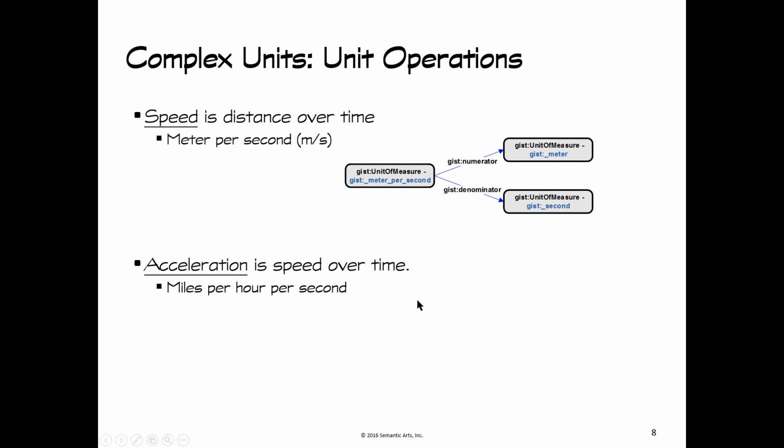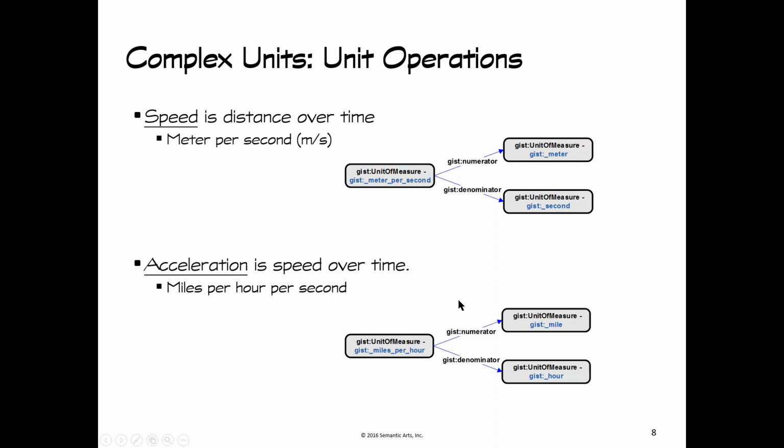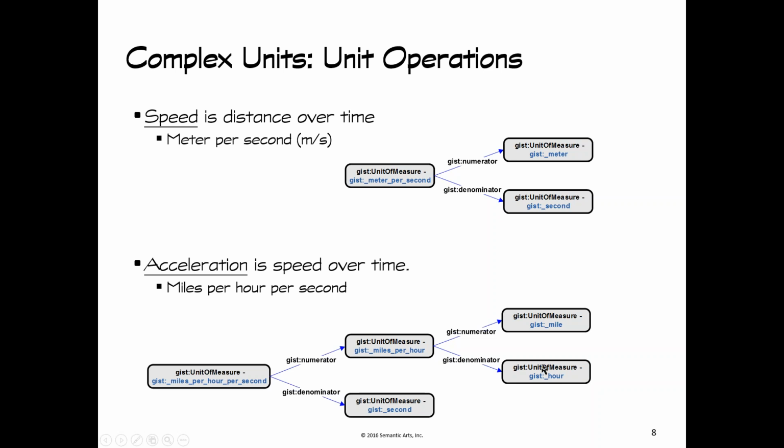Now acceleration, again, we have to build that up with two different pieces. So it's actually miles per hour per second is one example of acceleration. So we have the numerator for miles per hour, we get mile over hour, and then we have that thing as the numerator for miles per hour over second.